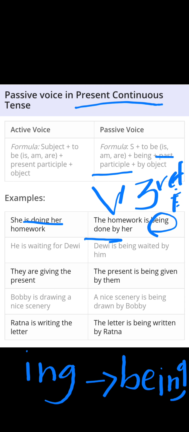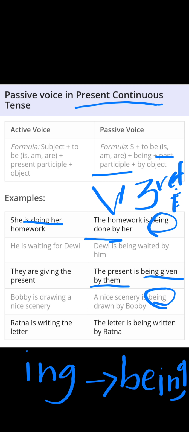He is waiting for Dewey. Dewey is being waited for by him. They are giving the present. The present is being given by them. Bobby is drawing a nice scenery. A nice scenery is being drawn by Bobby. Ratna is writing the letter. The letter is being written by Ratna.